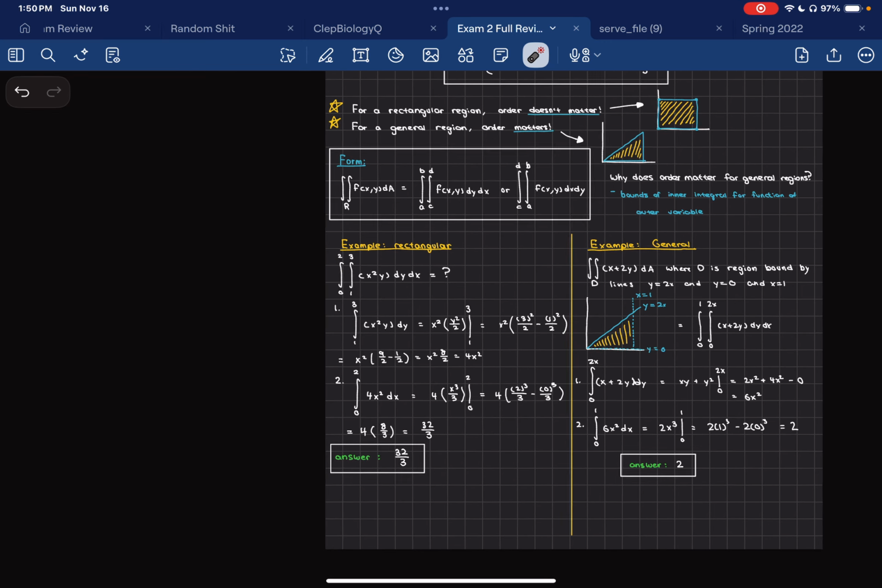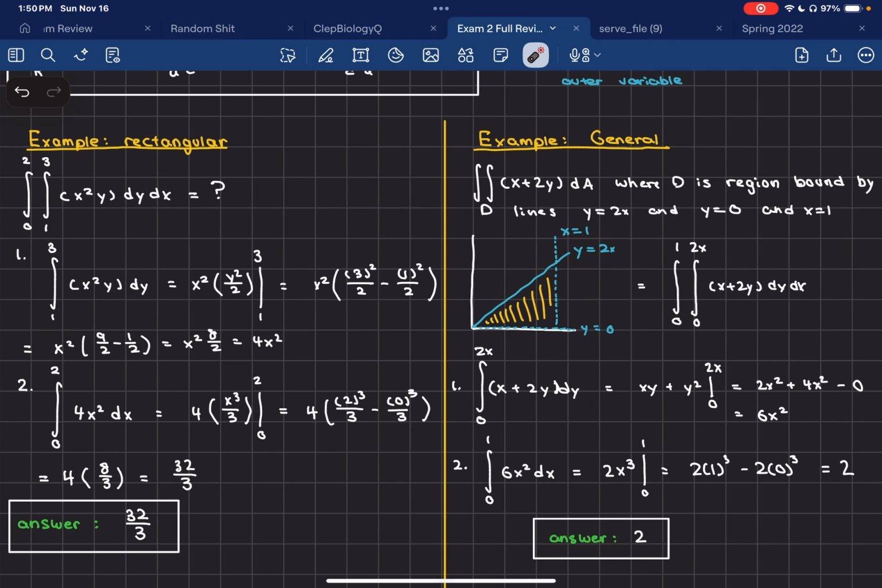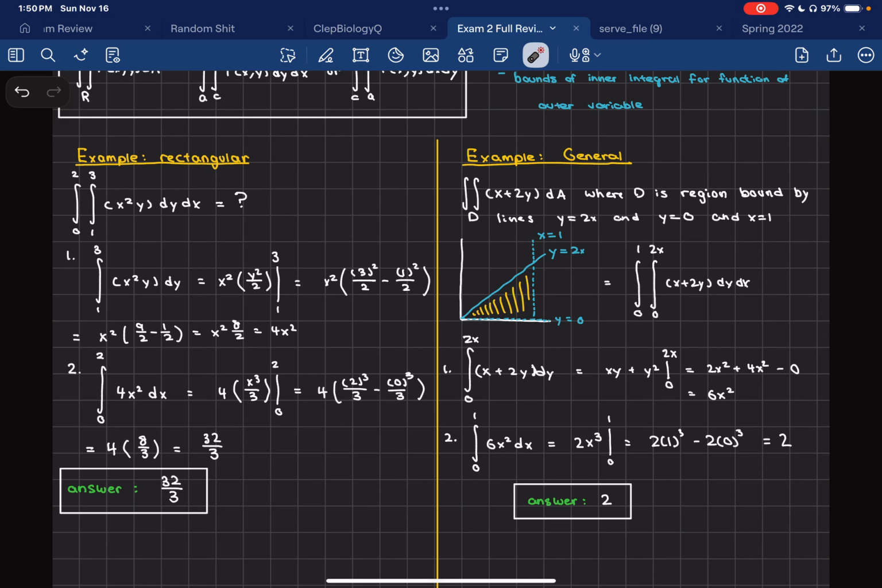And I have two examples. Here's an example for rectangular. Here's an example for general.